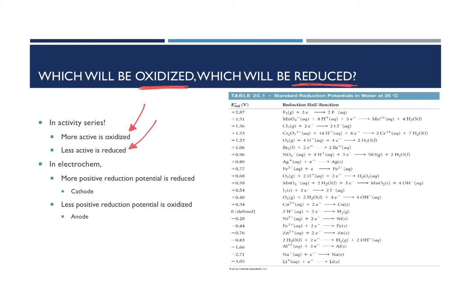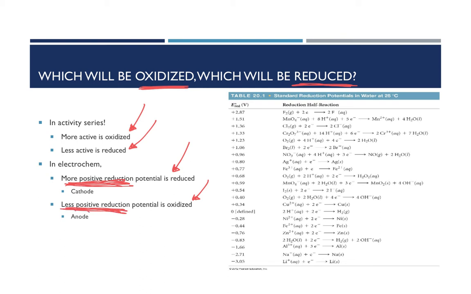Okay? In electrochemistry, we can also figure this out from the reduction potentials. The more positive reduction potential is reduced. The less positive is oxidized. Okay? So the more positive reduction potential. More positive could mean less negative too, depending upon what's going on. But the more positive reduction potential is reduced, and the less positive reduction potential is oxidized.